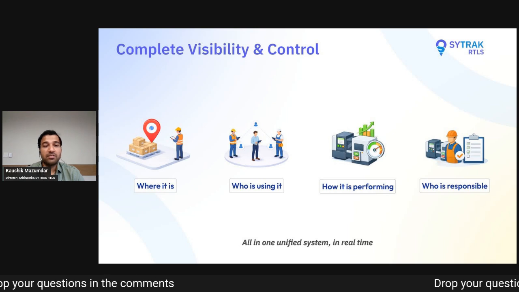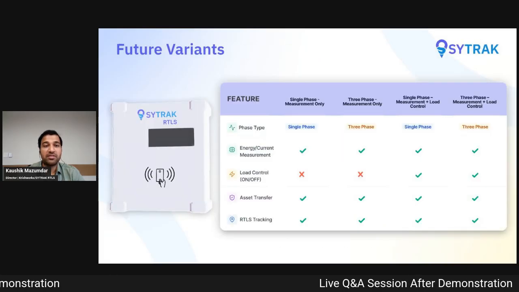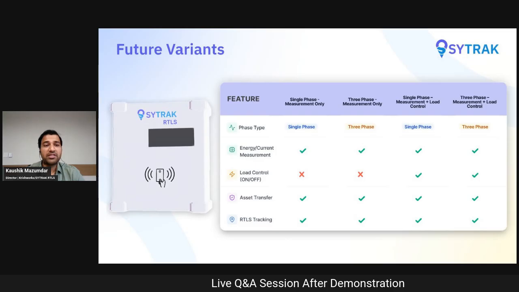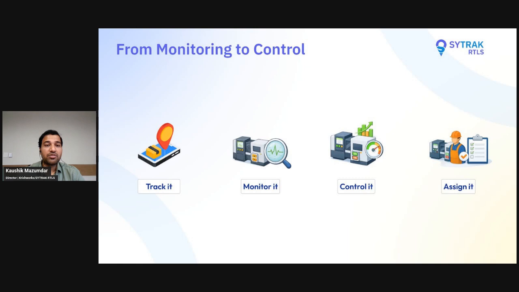So thereby, for an asset, we can understand where it is, who is using it, how it is performing, and who is responsible. There are a few variants of the product, like single phase measurement or three phase measurement, as well as whether load control is required or not. Some industries may not require load control, so we have a few variants of the products. So we go from monitoring to control, for tracking, monitoring, controlling, and assignment of an asset in real time.